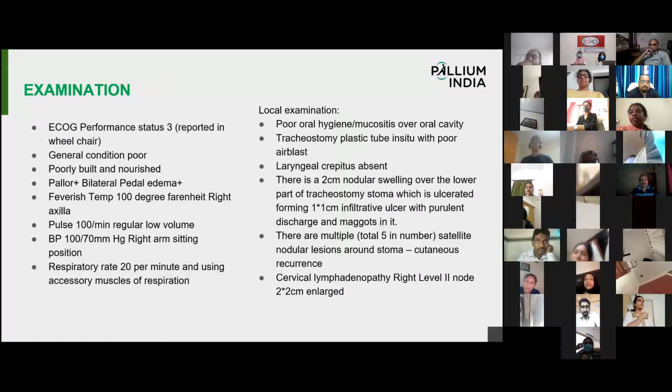On local examination, he had poor oral hygiene and mucositis inside the oral cavity. The tracheostomy plastic tube was in situ, but poor air blast was present. Laryngeal crepitus was absent. There was a 2 centimeter nodular swelling over the lower part of the tracheostomy stoma, which was ulcerated, forming a 1 × 1 centimeter infiltrative ulcer with purulent discharge and maggots in it. There were multiple, a total of 5, satellite nodular lesions, which clearly indicate a cutaneous recurrence, and a right level 2 cervical lymph node of 2 × 2 centimeters.